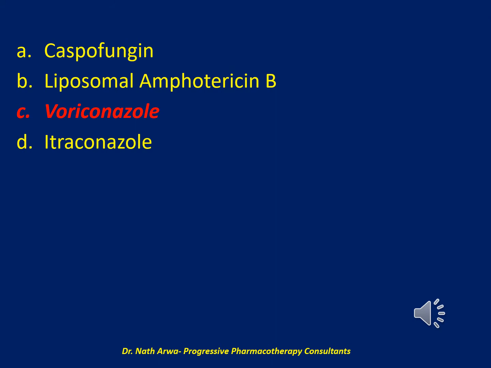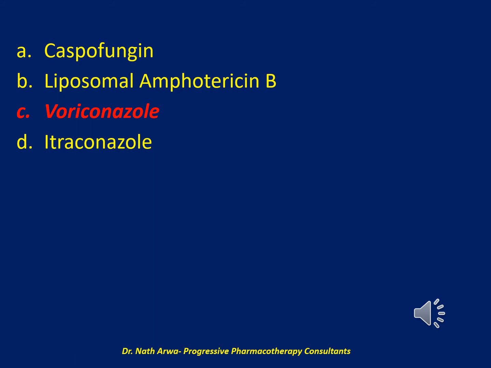And the correct answer is C, voriconazole. Voriconazole is considered the drug of choice for the initial treatment of invasive aspergillosis. That makes answer C correct. Itraconazole has anti-aspergillus activity but is rarely used because voriconazole is more potent and has better data to support its use. That makes answer D incorrect.